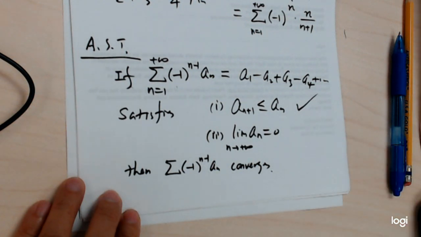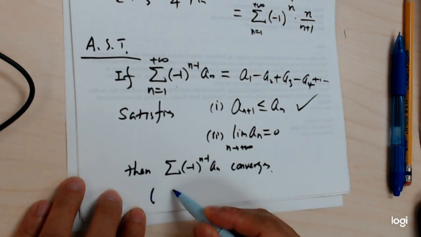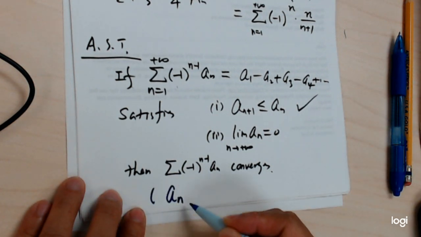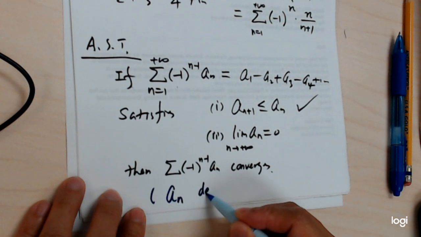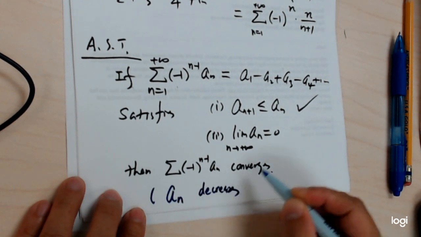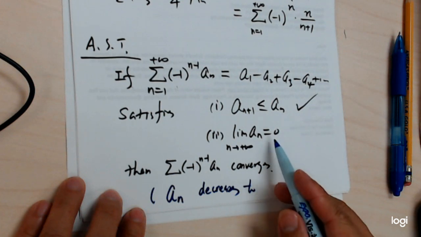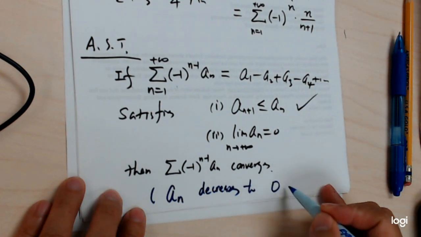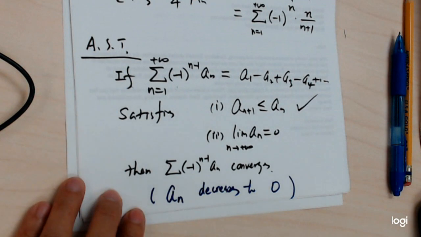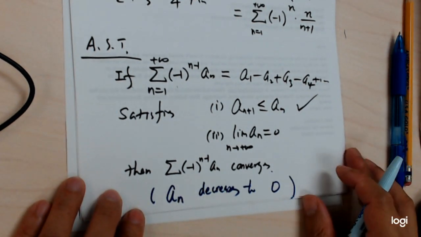So sometimes you can summarize this in a single sentence. You need the positive component to be decreasing, okay, decreasing to where? Decreasing to 0. Then the series will converge.